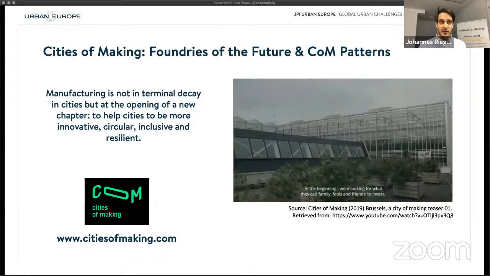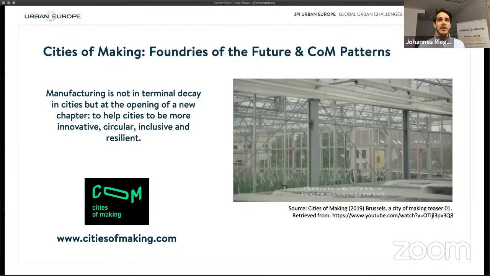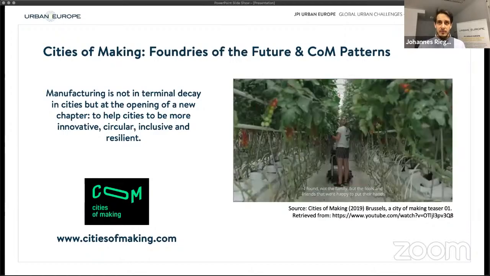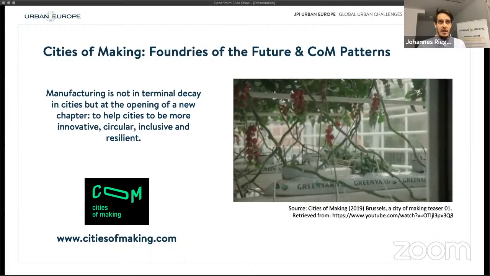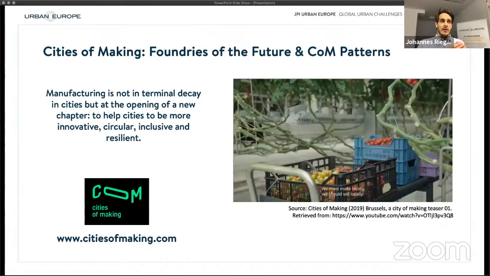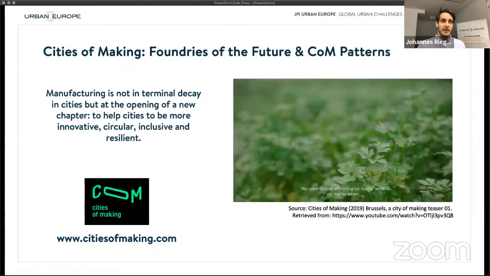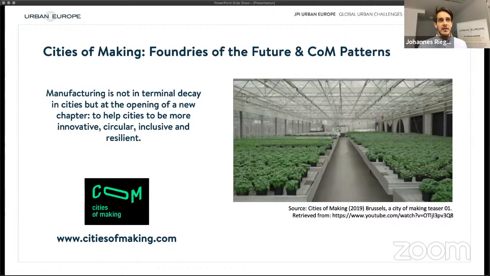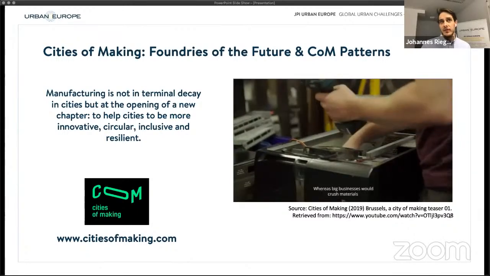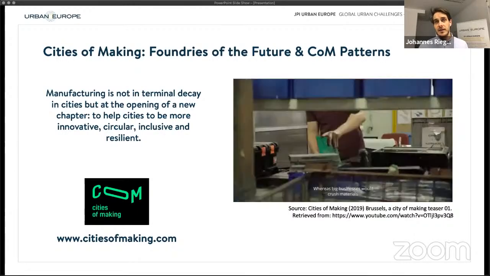And this project looked at what does it mean? How can we build up on these productive or industrial traditions and translate that into a new chapter to help cities to be more innovative, circular, inclusive, and resilient. So you see in this video, this video was one of the outcomes of this project.